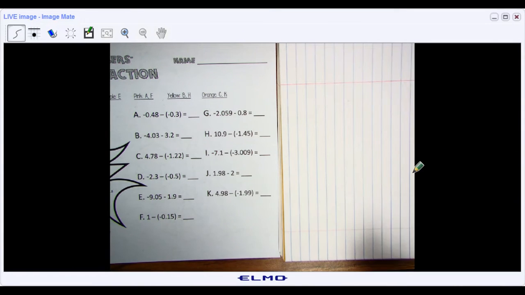Hey guys, so today we are going to be going over how to subtract decimals that have different signs, okay? We're going to do two problems together and then you can work on this by yourself. You can watch this as a refresher video, whatever you want to do with this. So we're going to work with letter A right here.